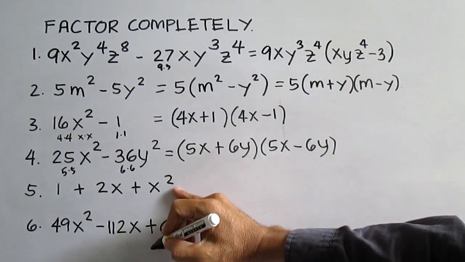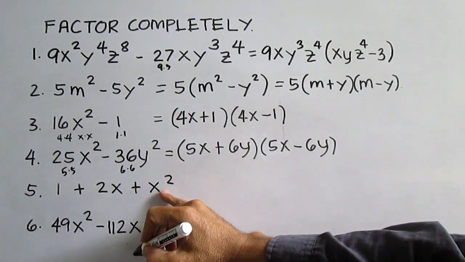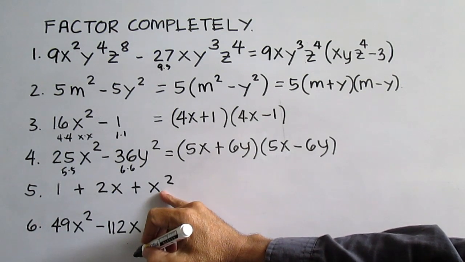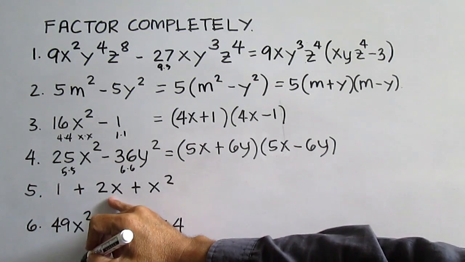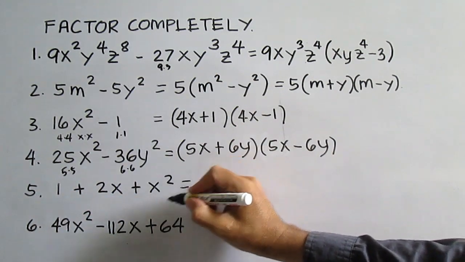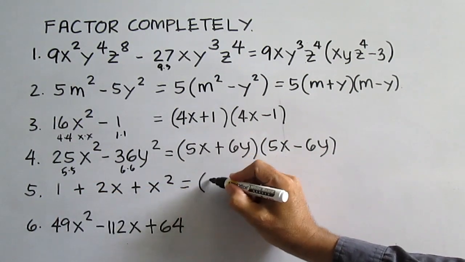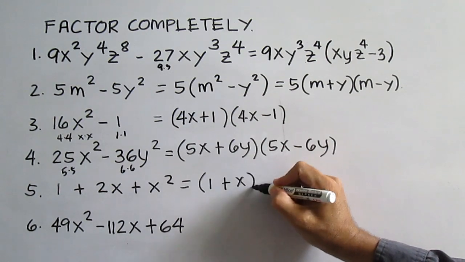Number 5 is a perfect square trinomial. The middle term is just twice the product of the square root of the first term and the third term. This is equal to a square of a binomial. The square root of 1 is 1 plus the square root of x squared is x.